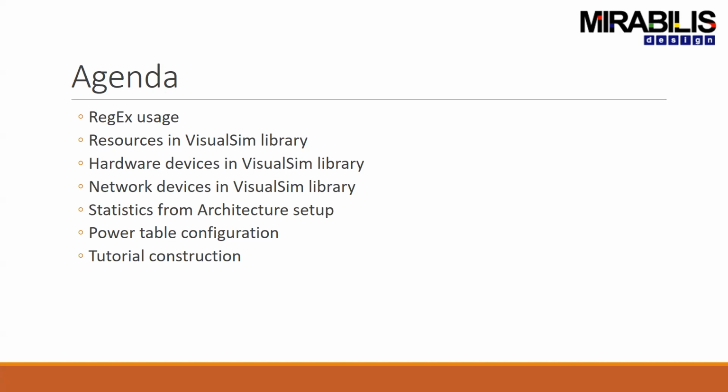Similarly, I will list out the hardware devices that we have in VisualSim and the network devices also. Following that, I will share some of the files in the tool that have a detailed description of these resources, hardware devices and network devices. In this session, I will explain an overview of these devices. Then I will explain the statistics that we can observe from the architecture setup block, and then how to configure the power table.